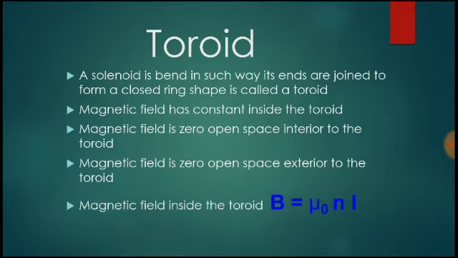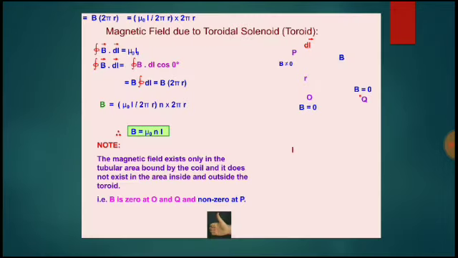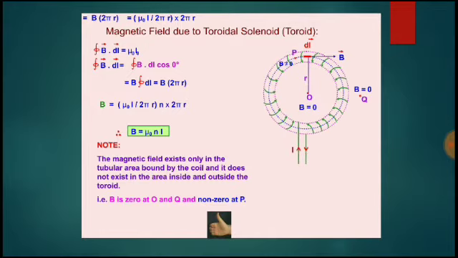The magnetic field inside the toroid B is equal to mu naught N I. N is the number of turns, I is the current. Now, the magnetic field of the toroid, that means what? Solenoid magnetic field. See this? This one is nothing but a toroid. The green color lines are each turn.